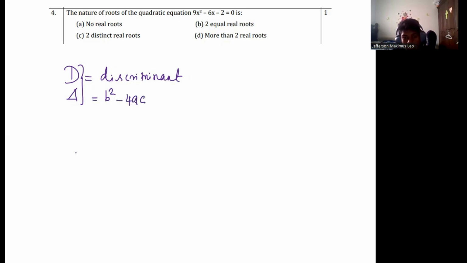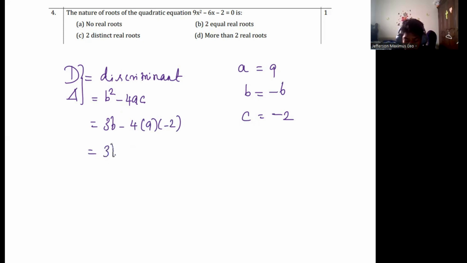What is A? What is B? What is C? Ma'am, A is 9, B is minus 6, C is minus 2. Good. Minus 6, the whole square, is 36. 36 minus 4 times 9 times minus 2. Minus of minus will become plus, so 36 plus 72, which is 108.